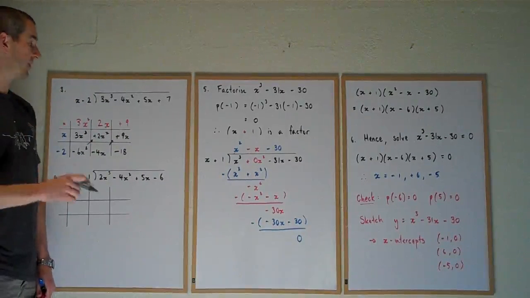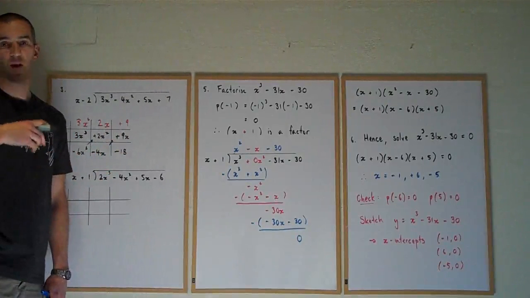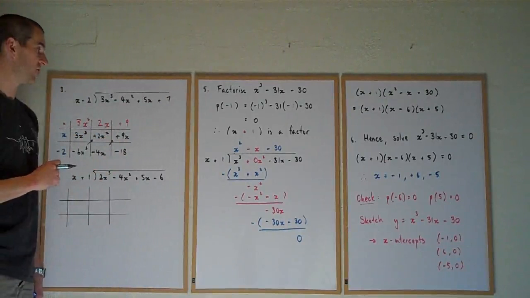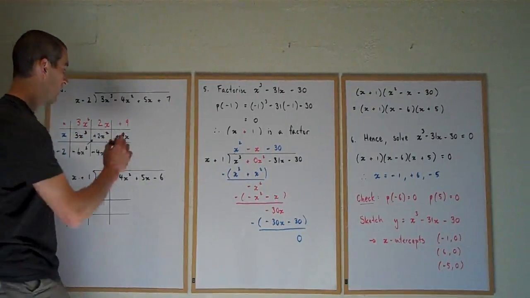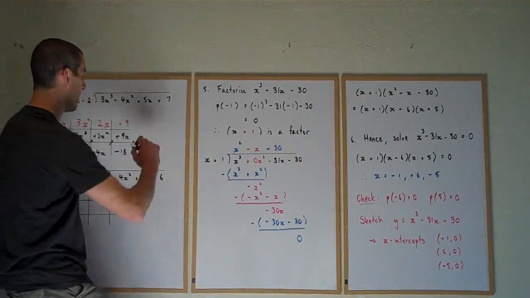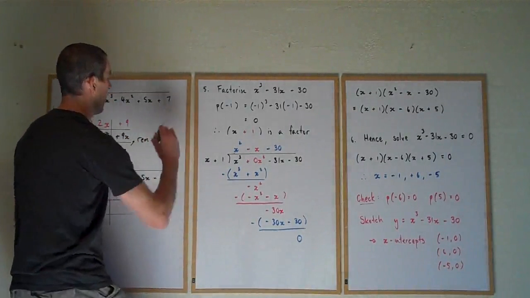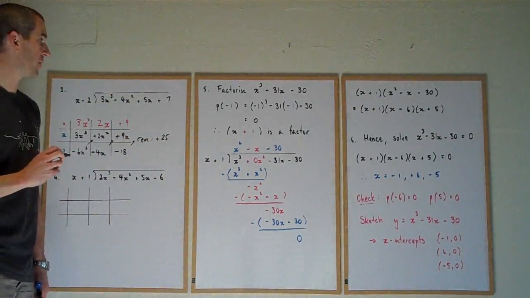Okay, minus 18 is not the number we have here, so we're going to have some sort of remainder. Minus 18, how do we adjust it to get to 7? We're going to have to add in 25. So what we're looking at here is a remainder of plus 25 after we finish the process.